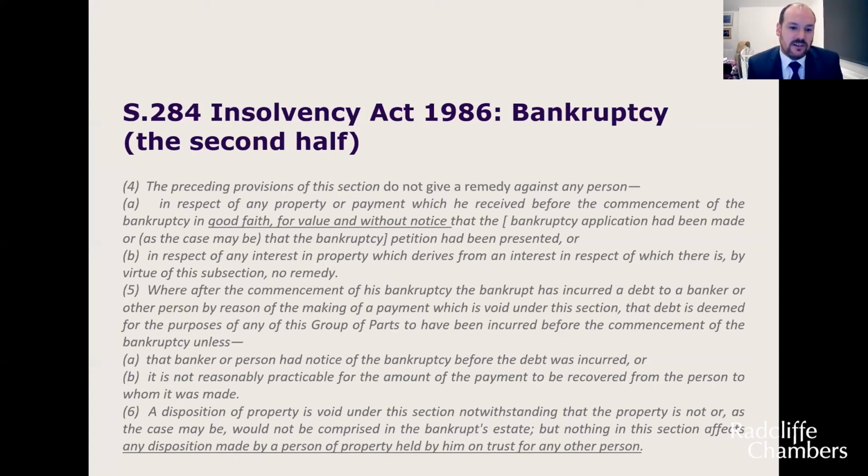Subsection 5 again talks about bankers and financial stuff. Not going to talk about that today. And subsection 6 deals with trustees. We'll come back to that in a second, but it's very similar to Akers and Samba. If the bankrupt was a trustee holding whatever item, property on trust for other beneficiaries, and as trustee disposes of those goods, that will not be caught by this section because the beneficial interest is held by someone else.